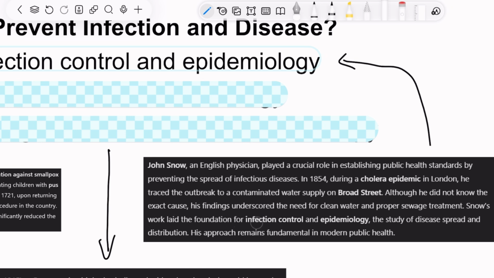Snow's work laid the foundation for infection control and epidemiology, the study of disease spread and distribution. His approach remains fundamental in modern public health.